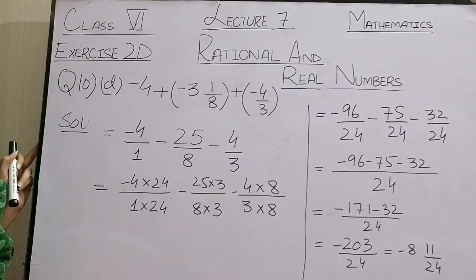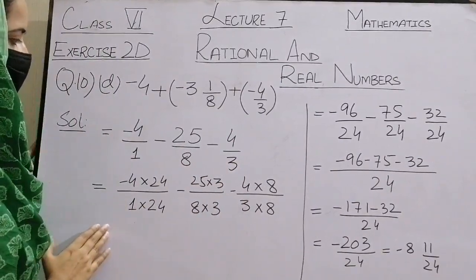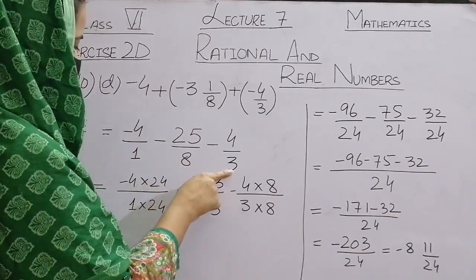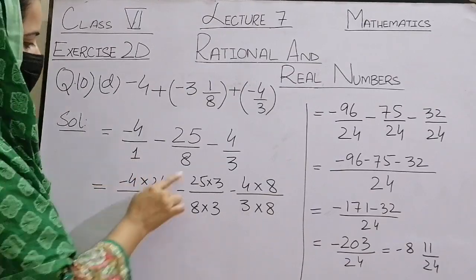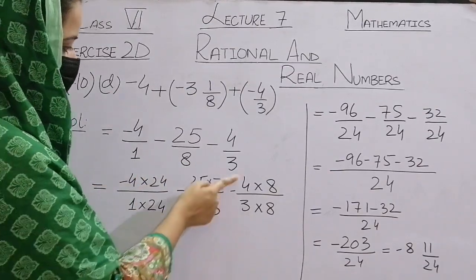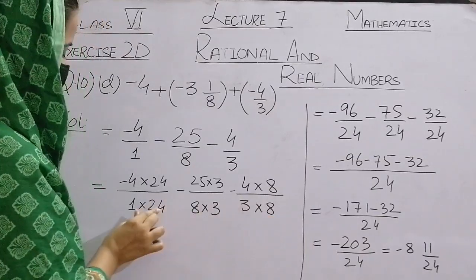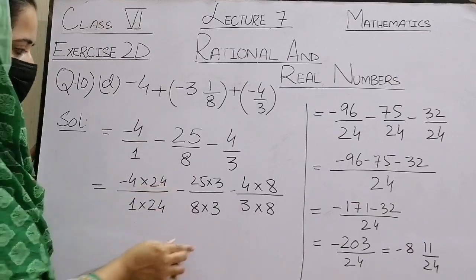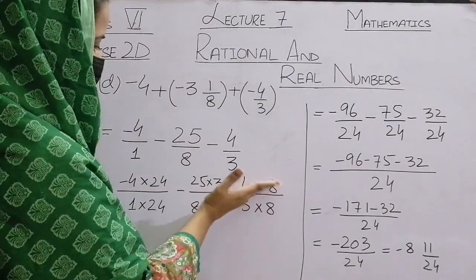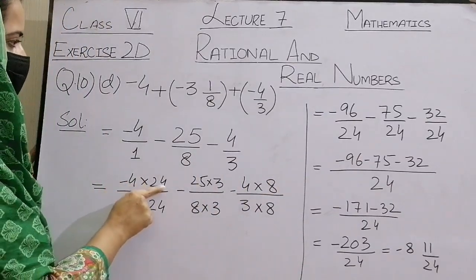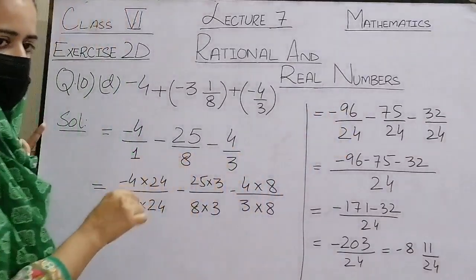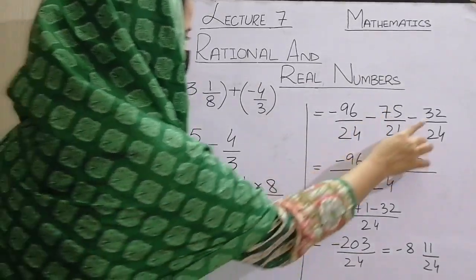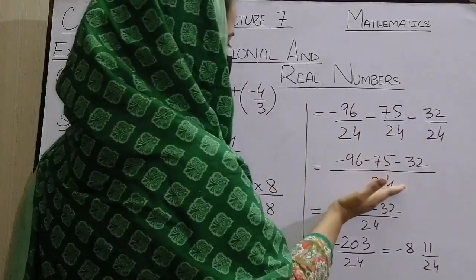Now next step is to make the denominator same, because while adding and subtracting fractions, we have to make the denominator same first. 1 into 24, 8 into 3, 8 3s are 24, 3 8s are 24. Whatever you do with the denominator, same procedure is done in the numerator as well. Multiplied by 3, multiplied by 8. 4 multiplied by 24 is 96. You can do this in rough work. 25 multiplied by 3 is 75. 4 8s are 32. Combine the denominator.